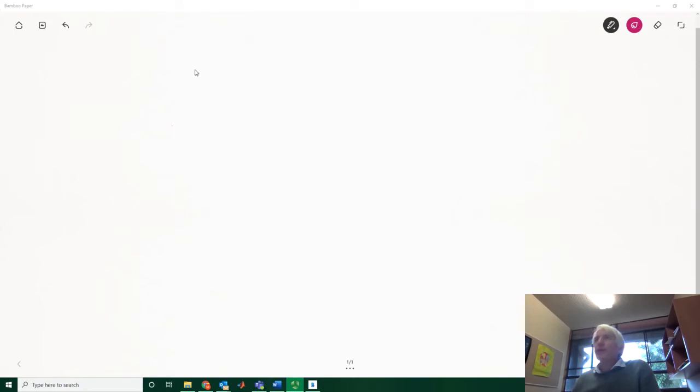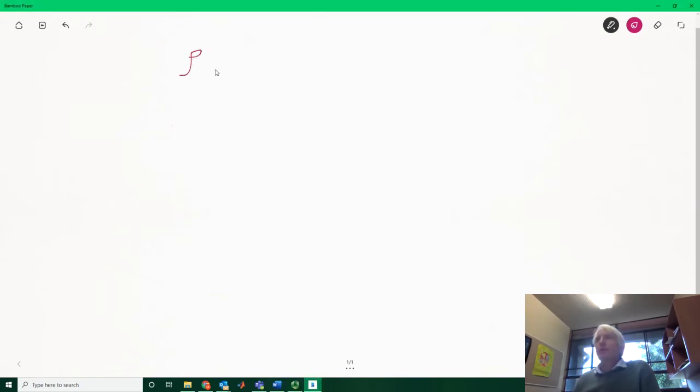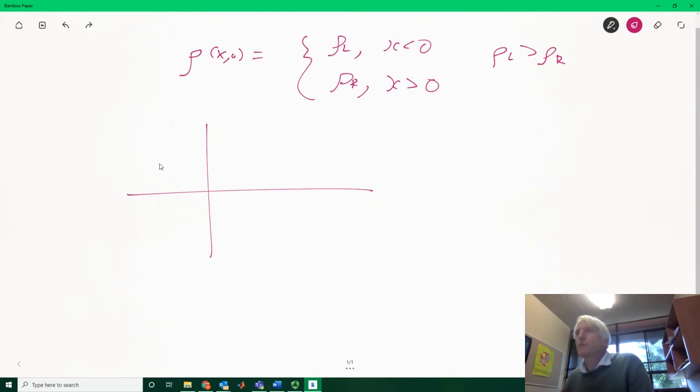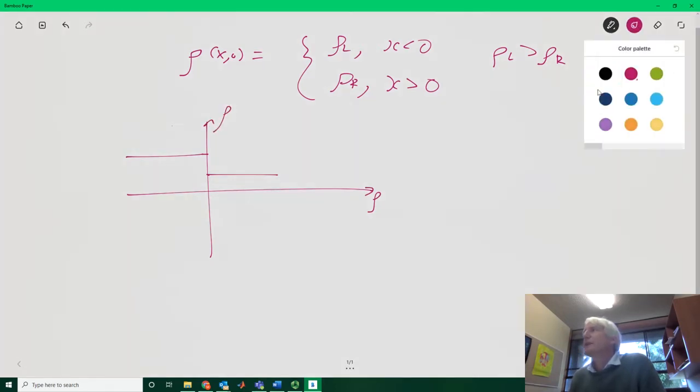So the expansion fan is a situation where we've got sort of a limiting case. The initial density is rho L for x less than 0 and rho R for x greater than 0. And this is the monotonically decreasing case, so we want rho L to be greater than rho R. So we draw a picture of that. The initial density looks like that, and this is rho R.